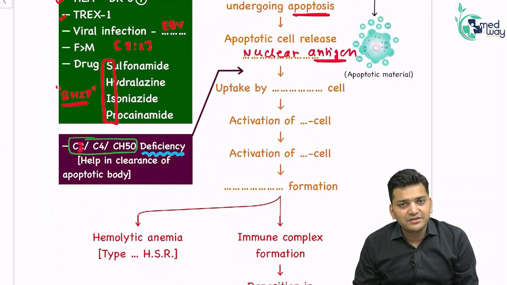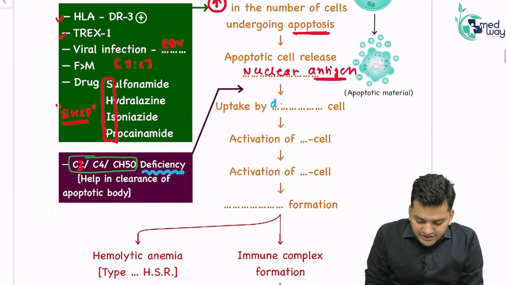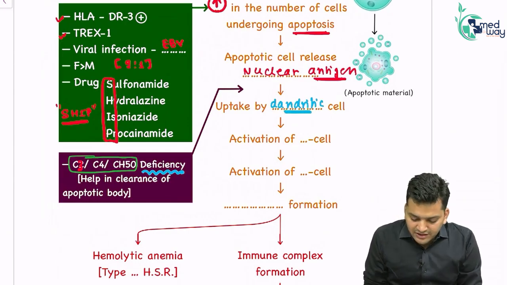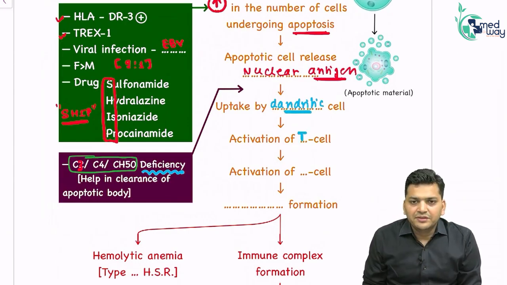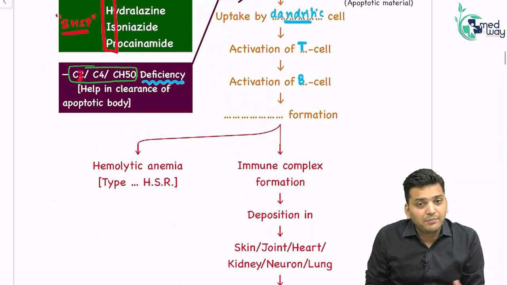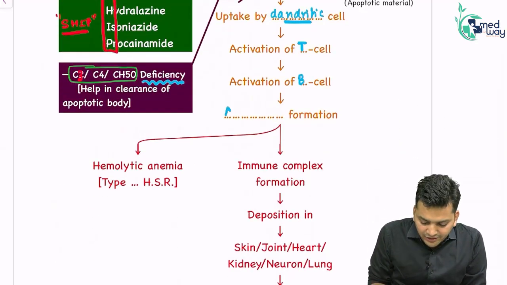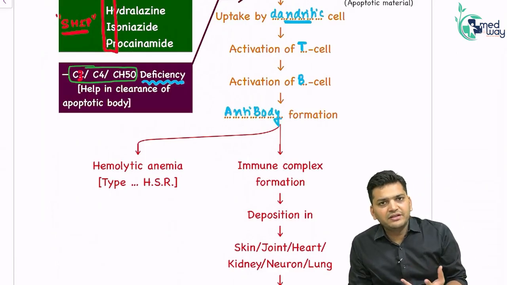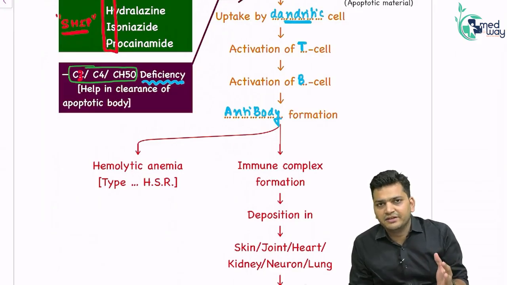So these antigens will now be taken up by the dendritic cells. The dendritic cells are going to take up this antigen and present it to the T cells. The T cells are going to present these antigens to the B cells, and the B cells will present these antigens to the plasma cell, which will lead to antibody formation. So normally in you and me, when the cell death happens, the nuclear antigen comes out, but we don't make antibodies. The reason is the antigens are cleared with the help of the complements C3, C4, or CH50.